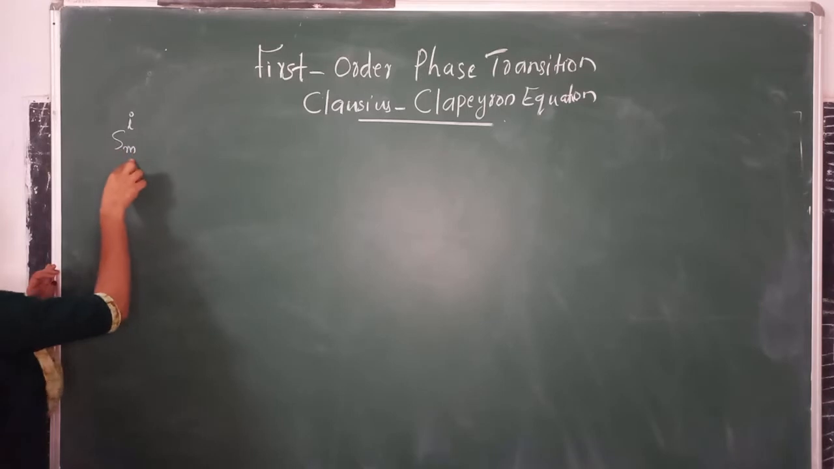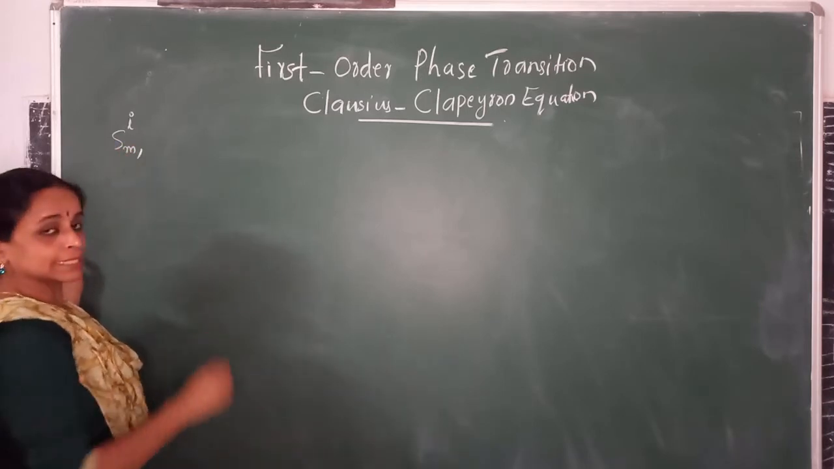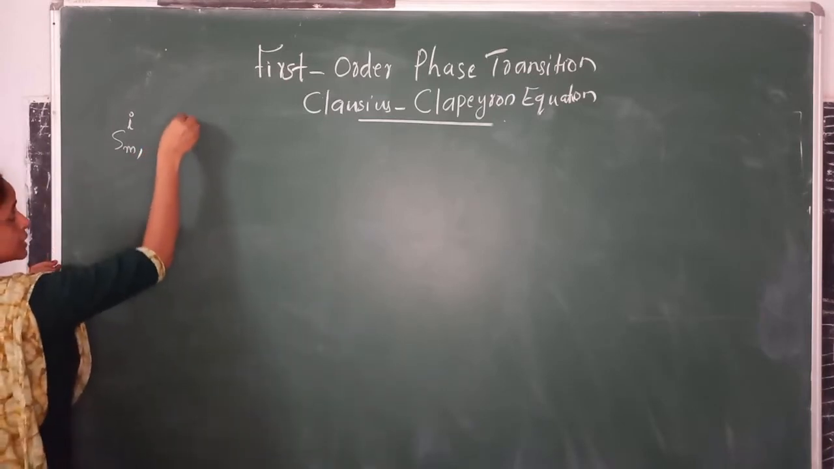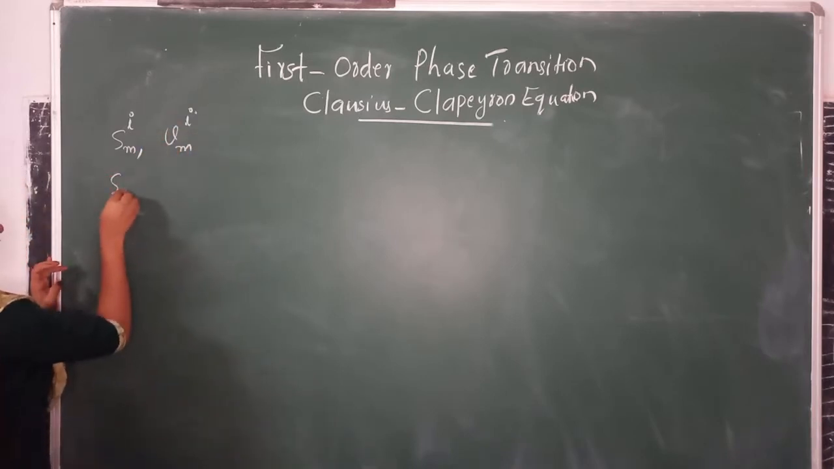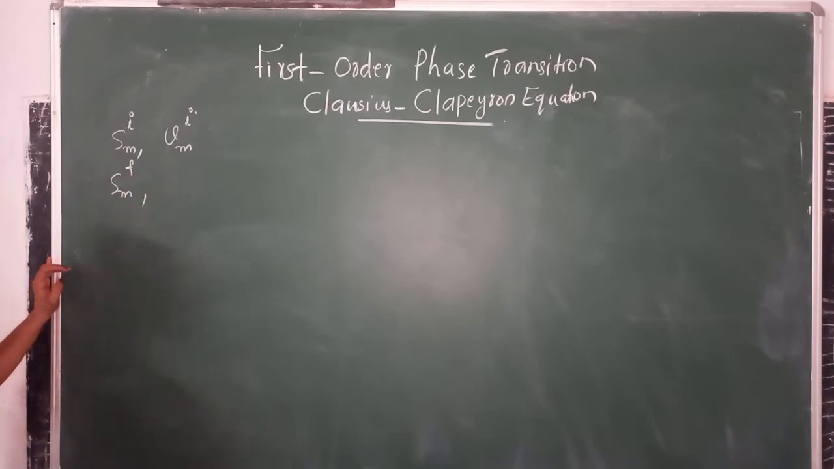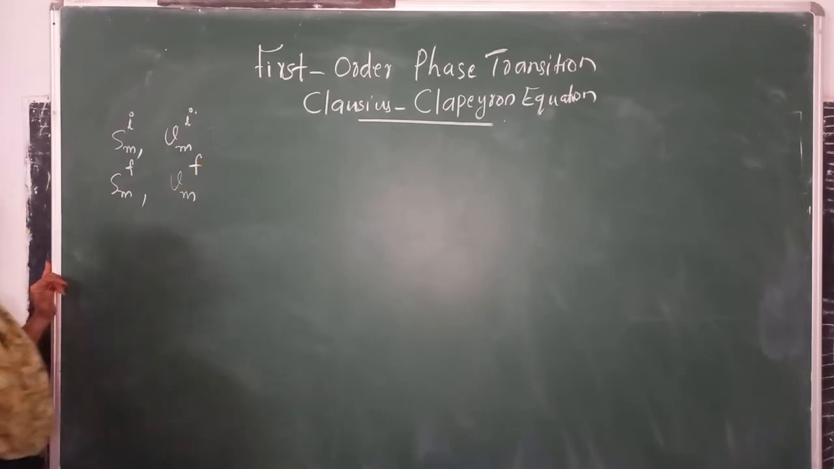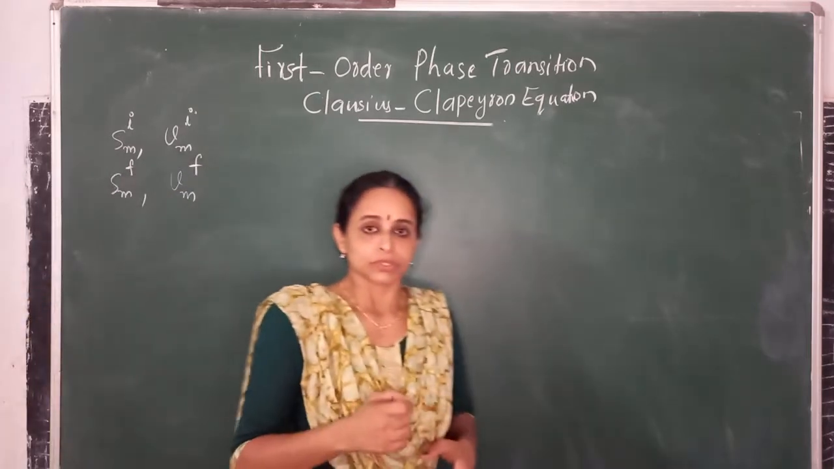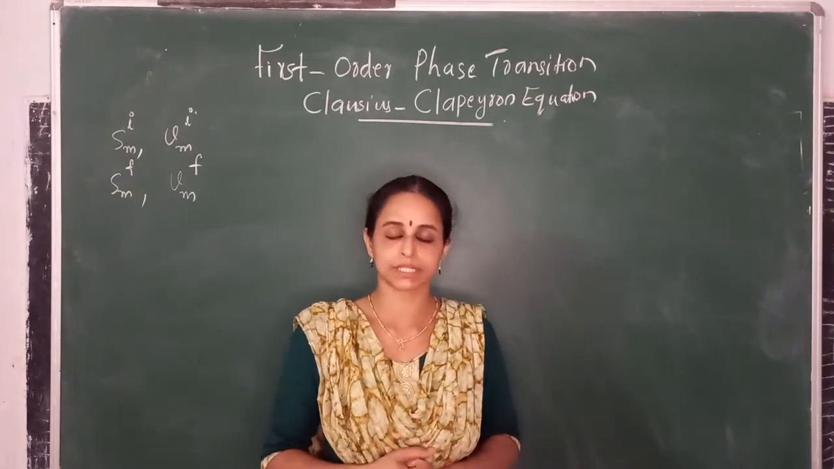SMI, the molar entropy of the initial phase. VMI is the molar volume of the initial phase. SMF is the molar entropy of the final phase. VMF is the molar volume of the final phase. So during phase transition, P and T are constant.